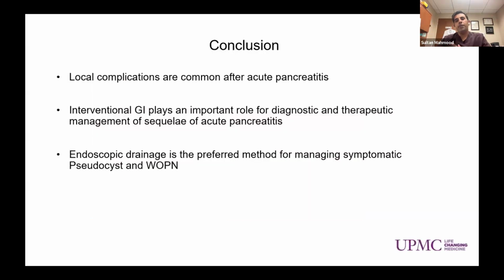So in conclusion, we can say the local complications are fairly common after an episode of acute pancreatitis, and we can quote a rate of 25% to patients when we see them in the hospital. Interventional GI plays a very important role, not just for the diagnosis, but also for therapeutic purposes, to manage these patients. And you should always think about endoscopic drainage as the preferred modality for managing patients who have a symptomatic pseudocyst and walled off pancreatic necrosis.